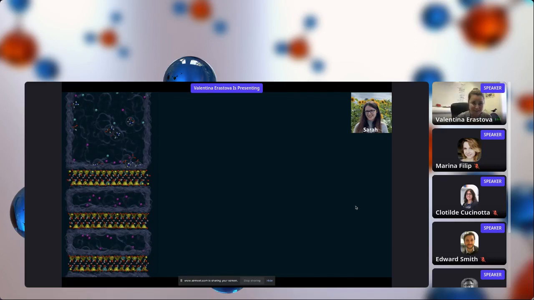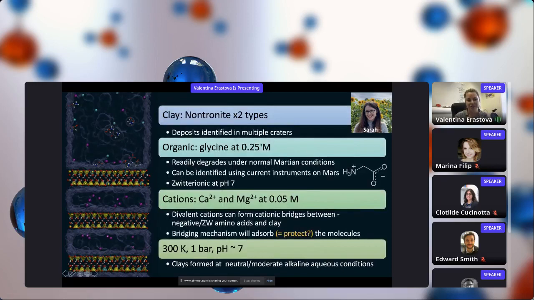So here I had Sarah, who did a summer project in my group, and what she proposed to do, and then did, was to model this nontronite clay as a hypothetical clay for our Martian surface, from the best of our knowledge of what the composition is. So she took these two types of nontronite, as I've just shown you, and then she looked at the glycine molecules at some reasonable, what we thought would be, concentration. Glycines are zwitterionic at pH 7, and it would normally readily degrade under normal Martian conditions.